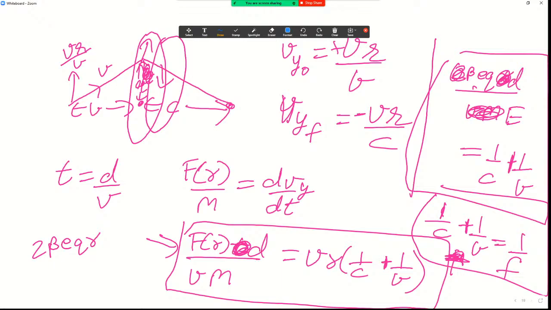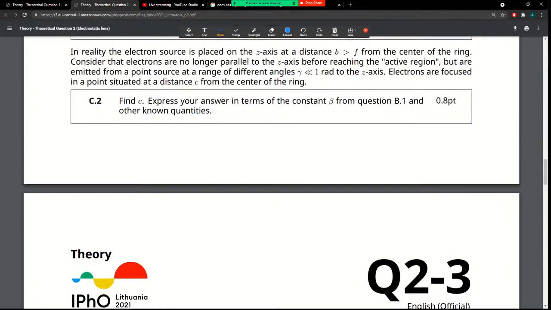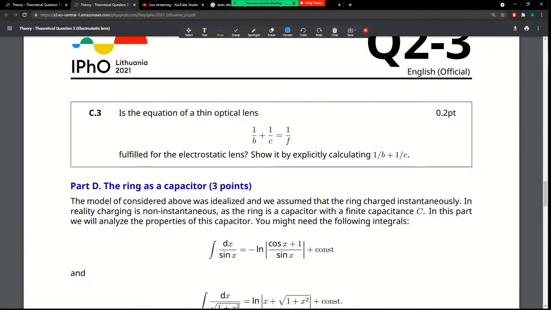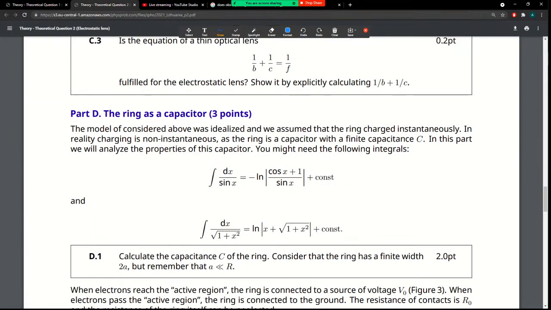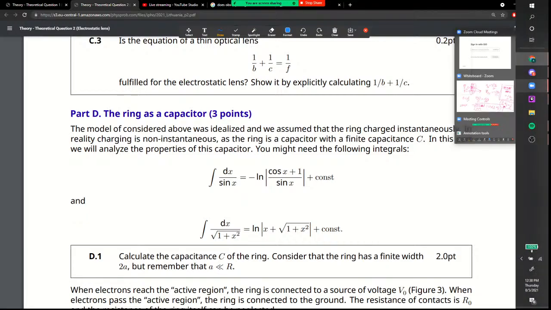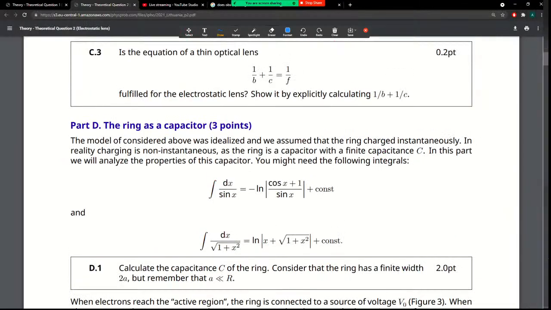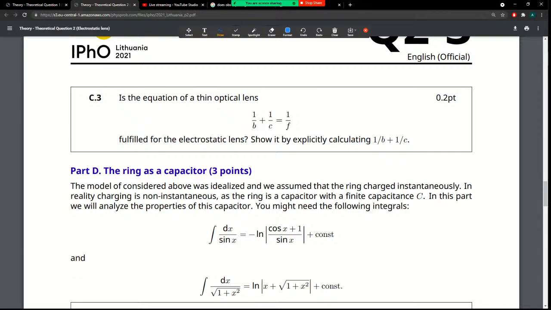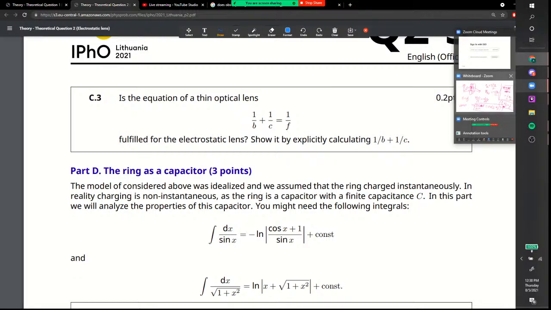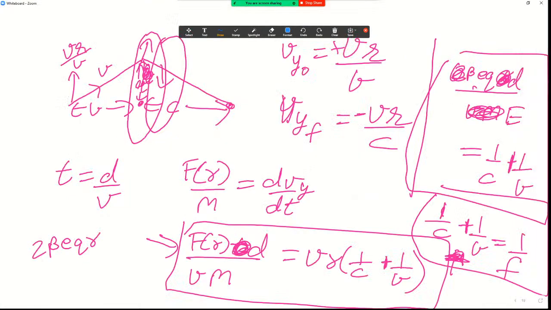So in part D now. So should we move on to part D? Yes. Or is one more in part C remaining? No, it's basically what we just did. Is the equation for an optical lens fulfilled? Yes. Okay.